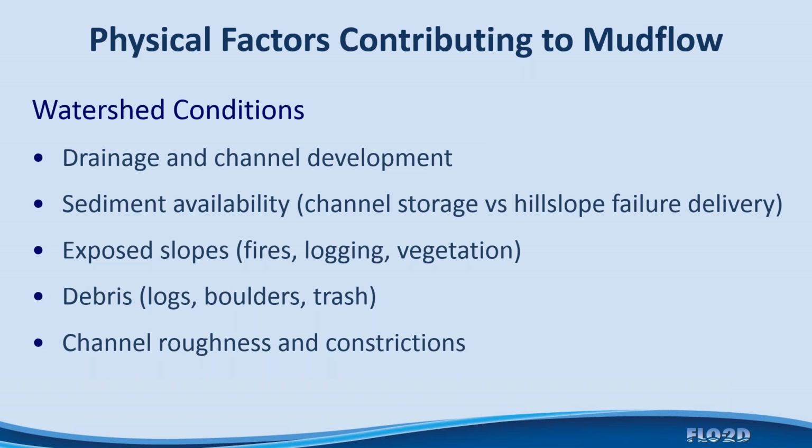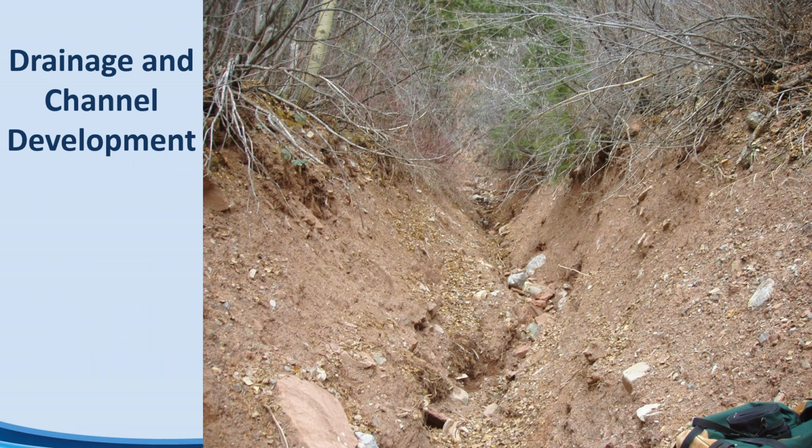Oftentimes debris, which typically is either organic debris or boulders, can include some trash in some areas where you might have a trash dump in a side canyon or near an alluvial fan. That can contribute to the frontal wave too. And we'll talk a little bit about roughness and constriction. So these are the things that you should be aware of in the watershed that may contribute to the mud flow. Let's start with drainage and channel development.